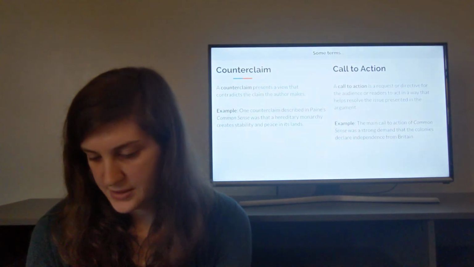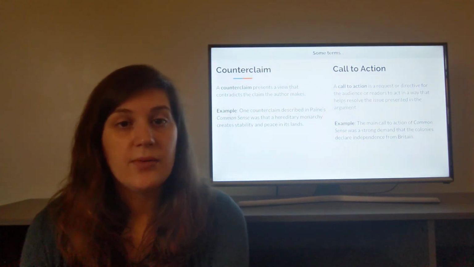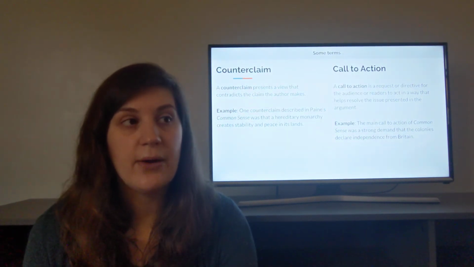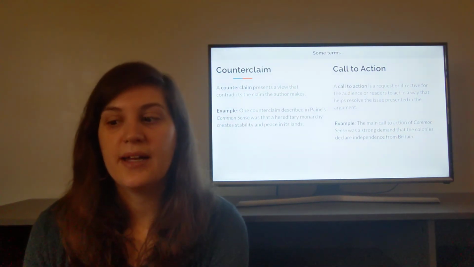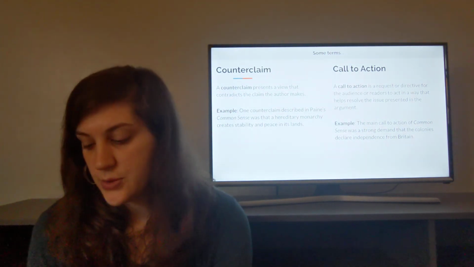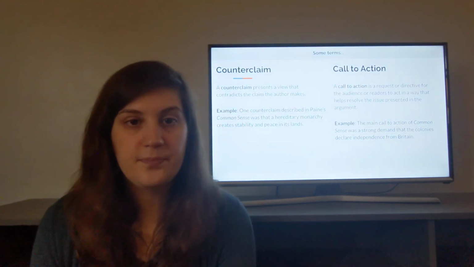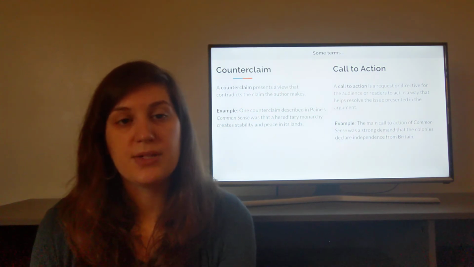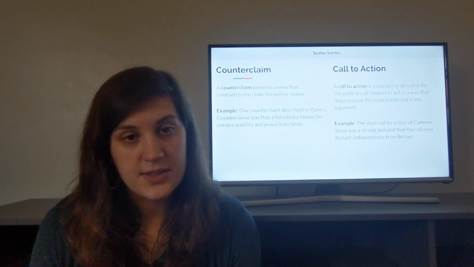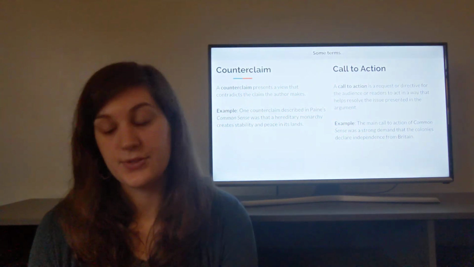All right, dos más. Counterclaim. As you argue your point, if you don't address counterclaims, you seem one-sided and uninformed about the reasoning of other people. So a counterclaim presents a view that contradicts the claim that the author makes. What really makes an argument strong is if you present your claim and talk about the reasons why it's important, and then you present a counterclaim and say why it's wrong.